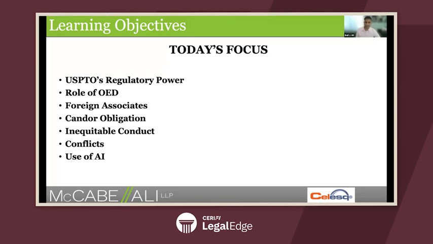We'll also talk about candor obligations and inequitable conduct, right? Our duty to be honest and forthright with the USPTO. We'll talk about conflicts, and if we have some time, we'll go into the use of AI. So throughout this presentation, when I do talk about ethics issues, generally I'm going to be referring to either the ABA Model Rules of Professional Conduct or the USPTO Rules of Professional Conduct.